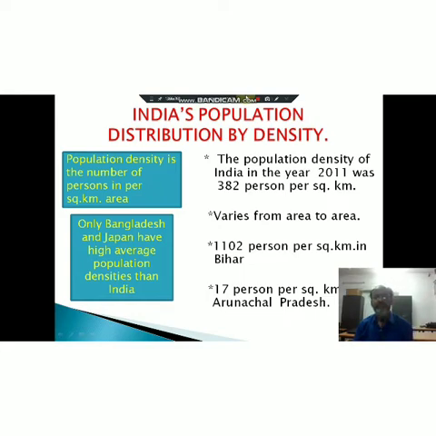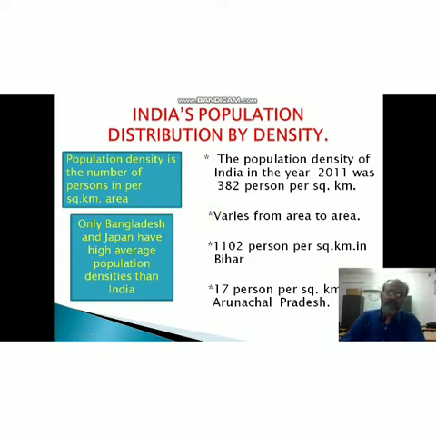And we know that the population density of India in the year 2011 was 382 persons per square kilometer. That means in 1 square kilometer area, 382 persons were residing. It varies from area to area. That means some states are densely populated and some states have very low population density.